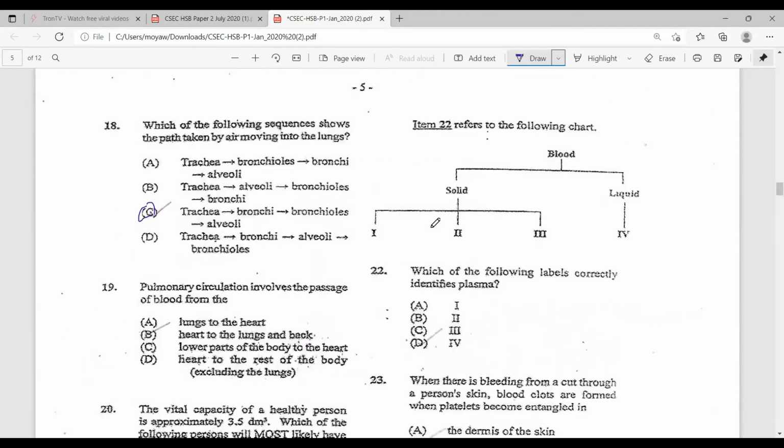Question 19. Pulmonary circulation involves the passage of blood from the, so we have A, lungs to the heart, B, heart to the lungs and back, C, lower parts of the body to the heart, D, the heart to the rest of the body, excluding the lungs. So the best option here would have been B as in boy.